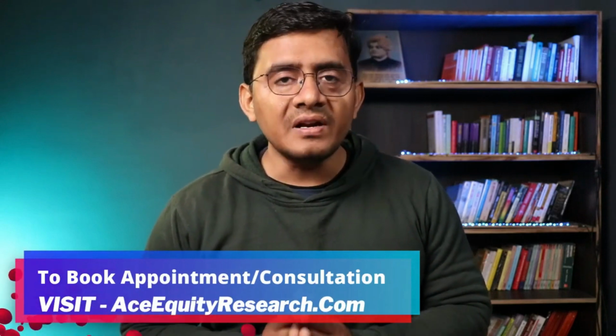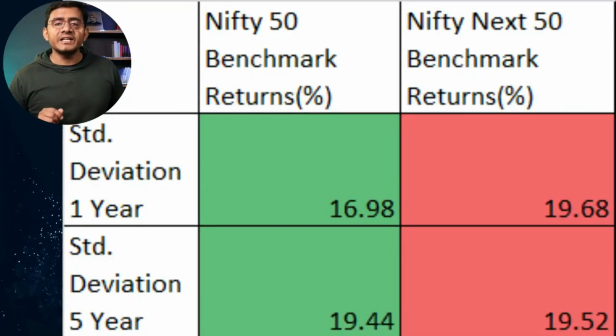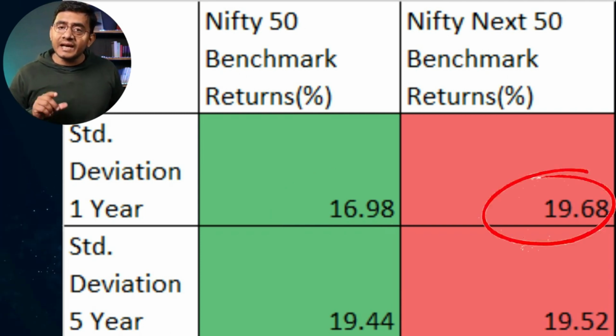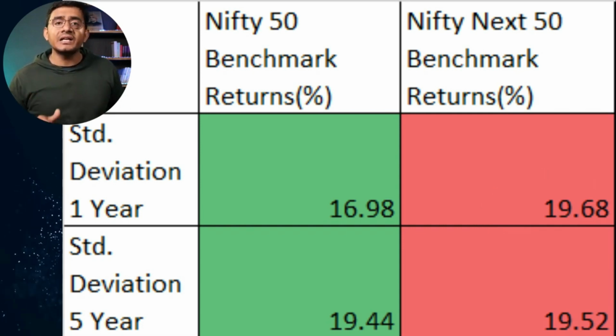for that we will look at the standard deviation of both these indices. Standard deviation is basically a parameter which is used to measure volatility, and lesser the value is better. So first look at the first year standard deviation of Nifty 50 index, which is 16.98%, and for Nifty Next 50 it is 19.68%. So in the first year, in terms of the standard deviation, Nifty 50 performs better than Nifty Next 50.